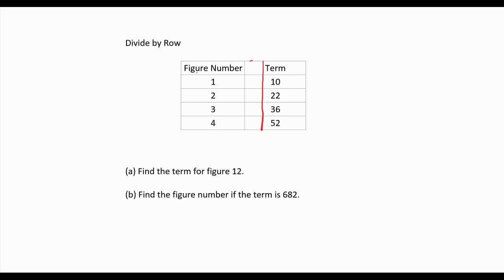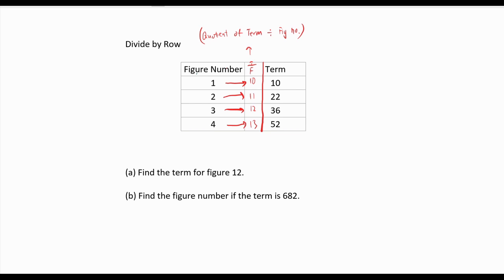Try dividing the term by the figure number and write the quotients beside the figure numbers. So 10 divided by 1 gives us 10, 22 divided by 2 gives us 11, and so on. Next, find a link between the quotients and the figure numbers. There are usually only 2 ways to try, multiplying and adding. If we multiply, we can see that 1 times 10 gives us 10, but this relationship doesn't hold for the rest of the sequence. If we add, we can see that 1 plus 9 gives us 10, 2 plus 9 gives us 11, and 3 plus 9 gives us 12. So we have found a link between the figure number and the quotient.